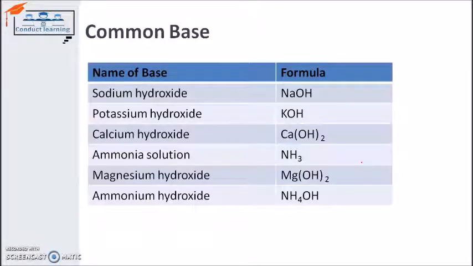Common bases. Here are some examples of common bases, with their formulas. Sodium hydroxide, NaOH. Potassium hydroxide, KOH: K represents potassium, OH is the hydroxide ion. Calcium hydroxide, Ca(OH)2: Ca is calcium, OH is the hydroxide ion. Ammonia solution, NH3: N represents nitrogen, H represents hydrogen. Magnesium hydroxide, Mg(OH)2: Mg represents magnesium, OH is the hydroxide ion. Ammonium hydroxide, NH4OH, this is basically a salt.